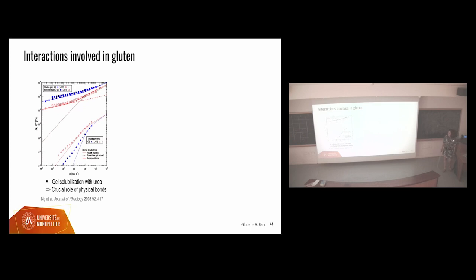But what are the interactions that govern the gelation of this sample? The first answer can be given by the fact that you can solubilize your gel in urea. It means that the gels are governed by physical interactions. It's not the disulfide bonds that maintain the gel. This refutes the first model of Ringley.